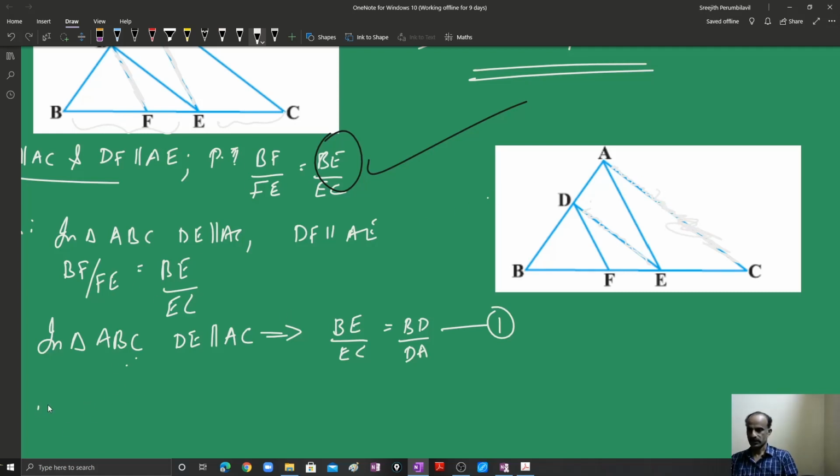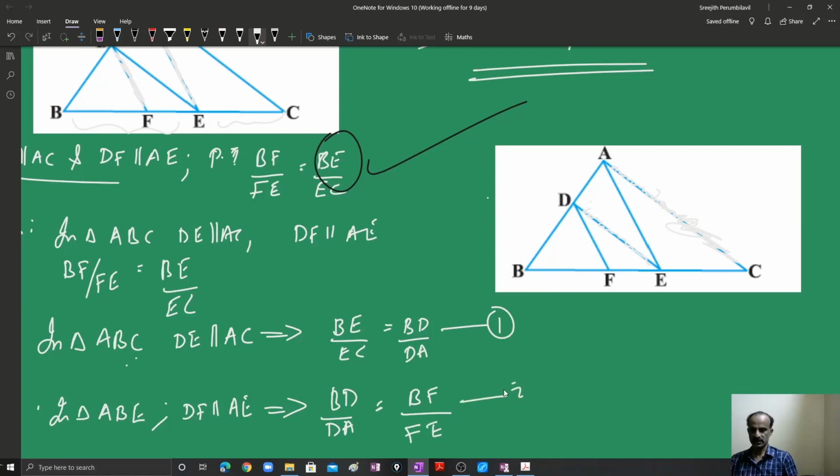The next part. In triangle ABE, we can see that DF is parallel to AE. What does that imply? Is there any scope for this BD by DA? Yes. BD divided by DA is the same as BF by FE. Relation number 2.